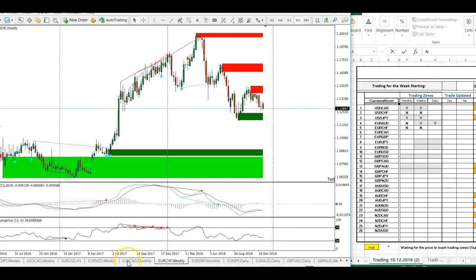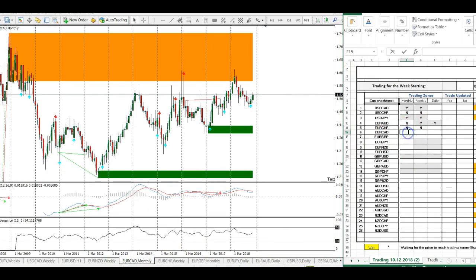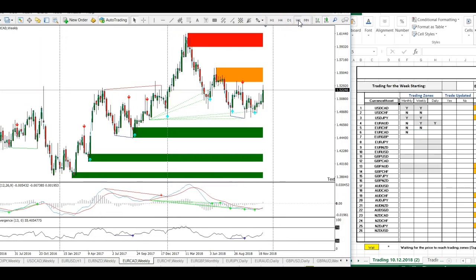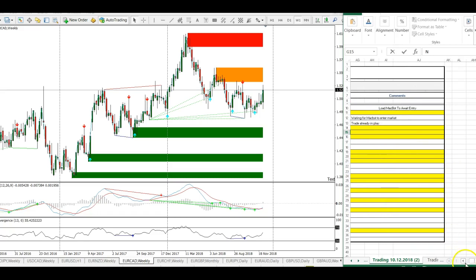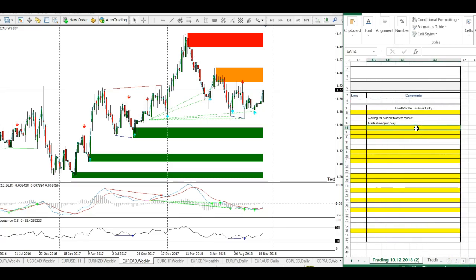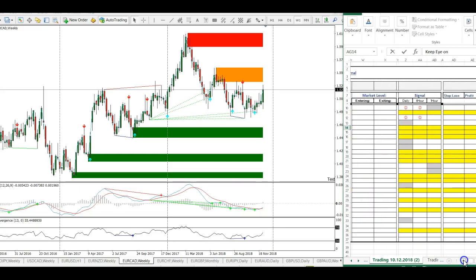Next asset, Euro CAD. Are we at a monthly? No. It's all done for you. You don't really have to mark zones, you have to do nothing. Are we at a weekly? No, not yet. Okay, so no. What I am going to put in here in the comments is: price approaching weekly area. Keep eye on. That's so we know what to look at at the end of the week or the start of the next week when we're doing the markets.